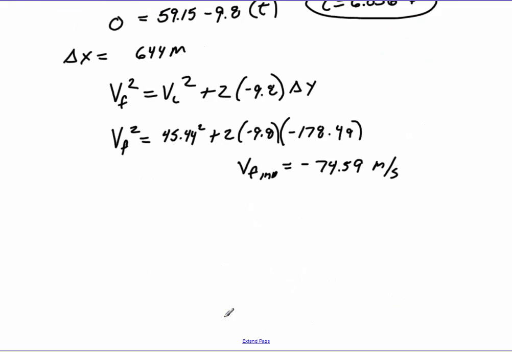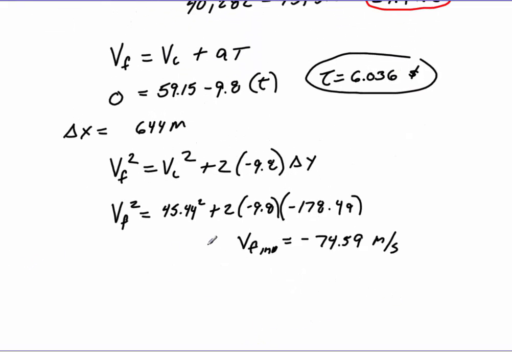All I have to do now is take that value, put it back in, and find out how long it took to hit the ground. So negative 74.59 equals my initial, which is 45.44, minus 9.8 times t. We solve for t there, and we get 12.25 seconds.